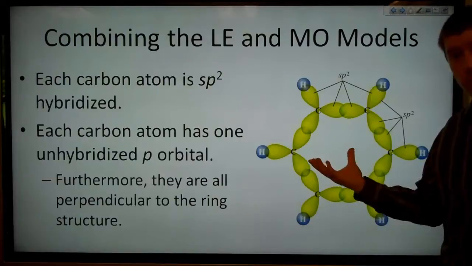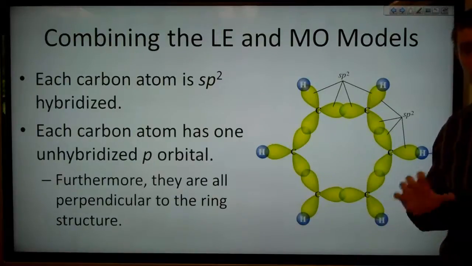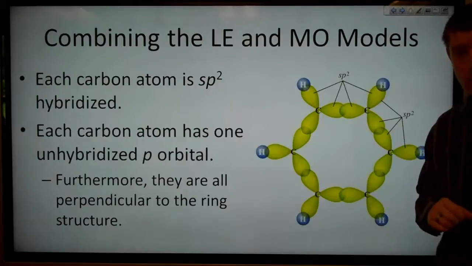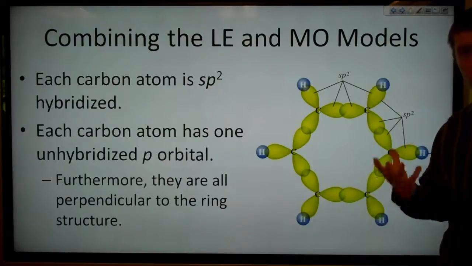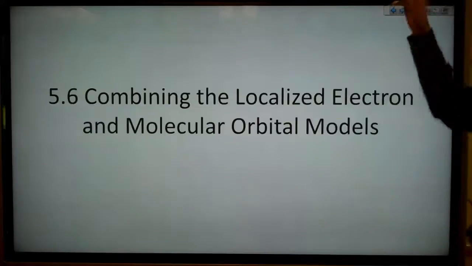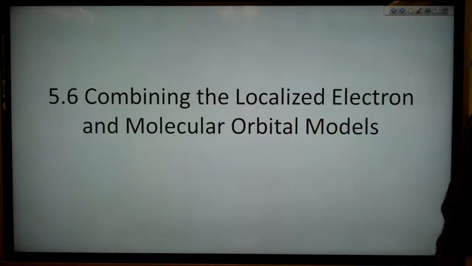This sort of structure is what we call aromatic. When we get a ring structure like that with alternating double and single bonds, we call that an aromatic structure. It's a very important sort of structure in organic chemistry. So that was combining the localized and molecular orbital models.